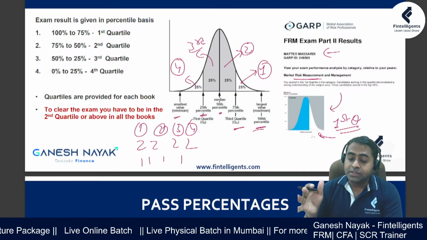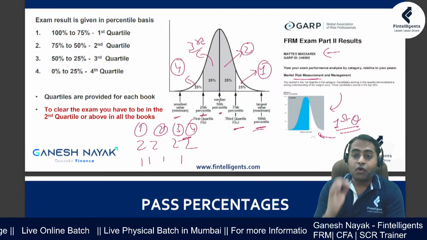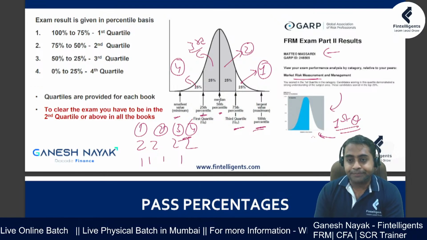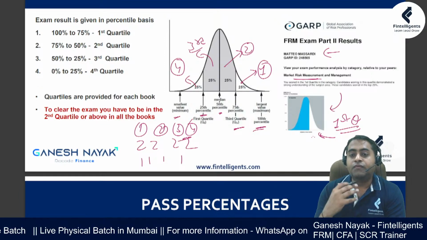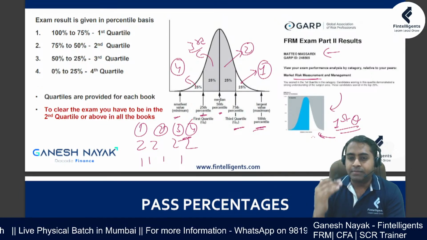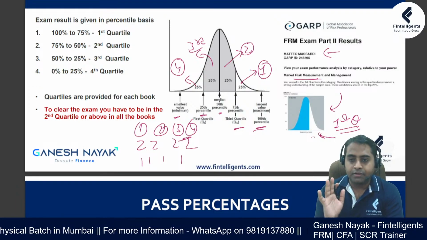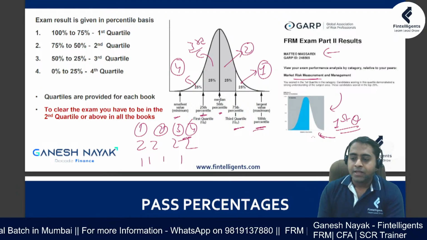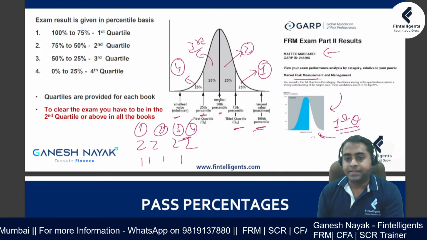But a lot of students, sometimes what happens is that the third and fourth books are heavily weighted books for your FRM exam. If you do not focus on them and your performance comes down, that means you move to the third or fourth quartile, and then you are very likely to fail. So make sure you perform well in the last two books to clear the exam.